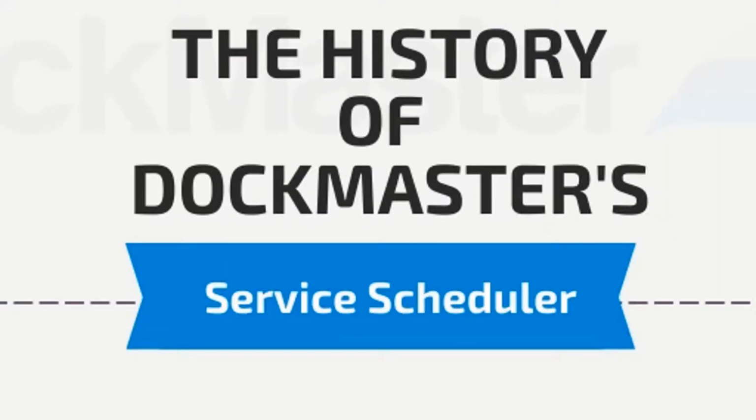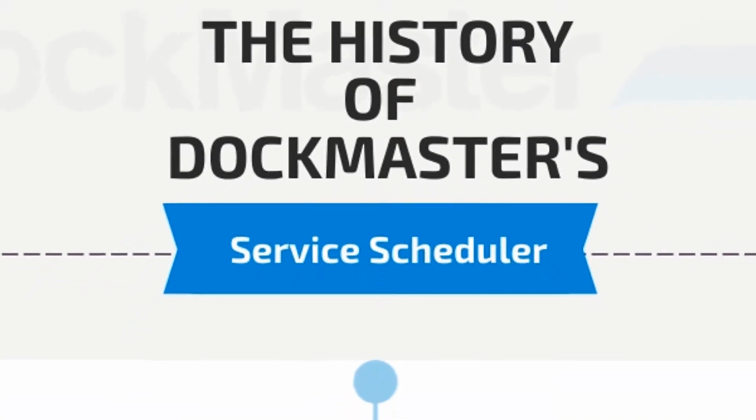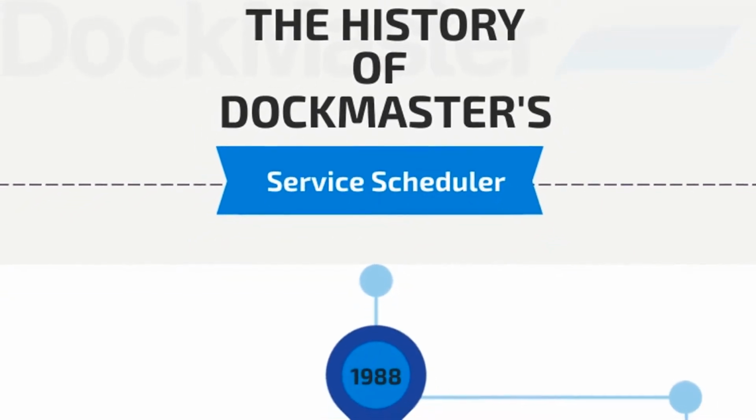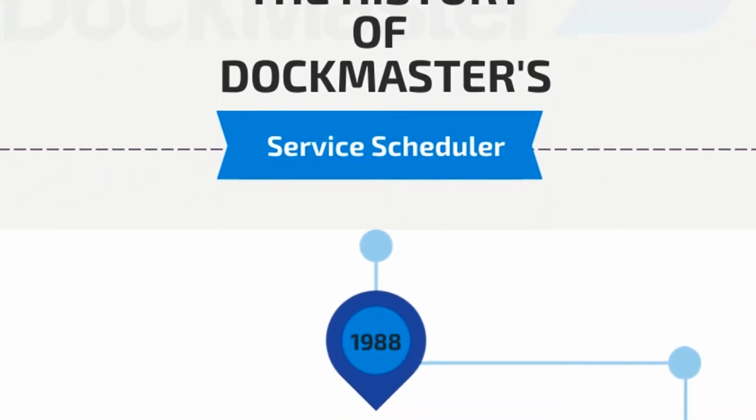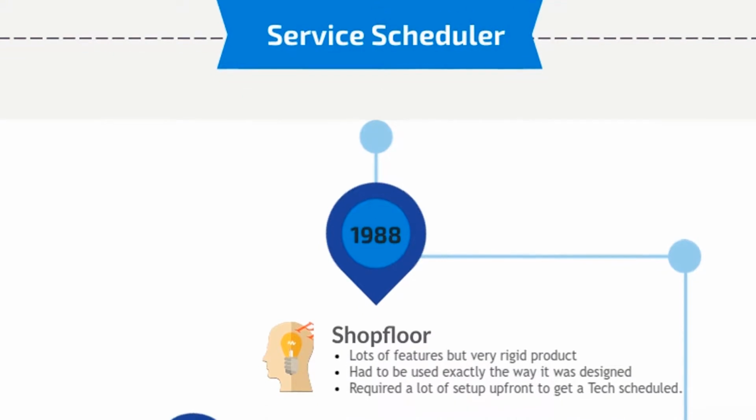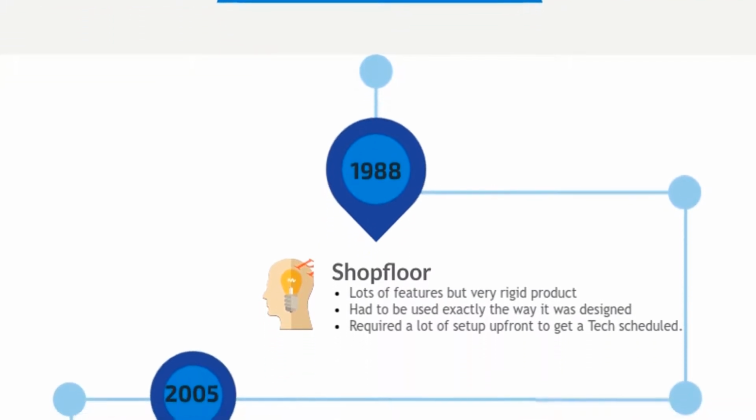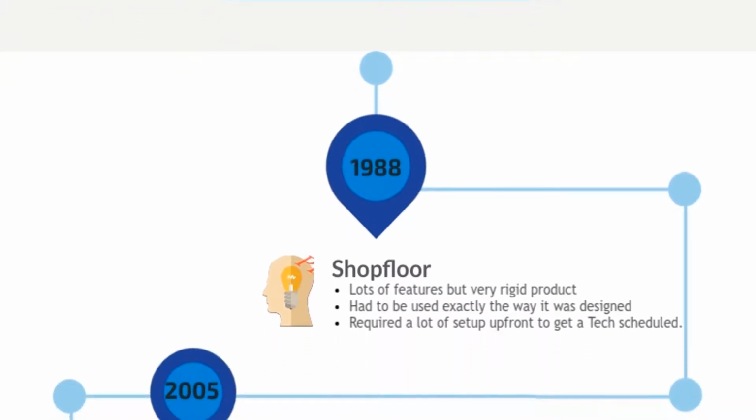So I thought I'd give everybody a little bit of a historical perspective as to how we got to where we are today. In the early days of DockMaster, we actually had a product called Shop Floor. So we've actually had four different, if you will, or really three, major incarnations of the scheduler. First one was called Shop Floor. It was back in the character-based version of DockMaster, way back even before my time.